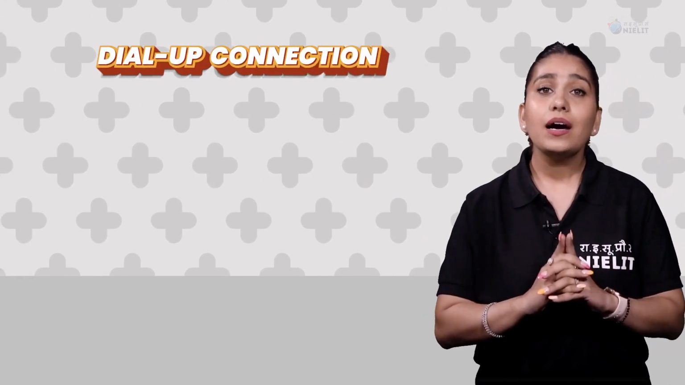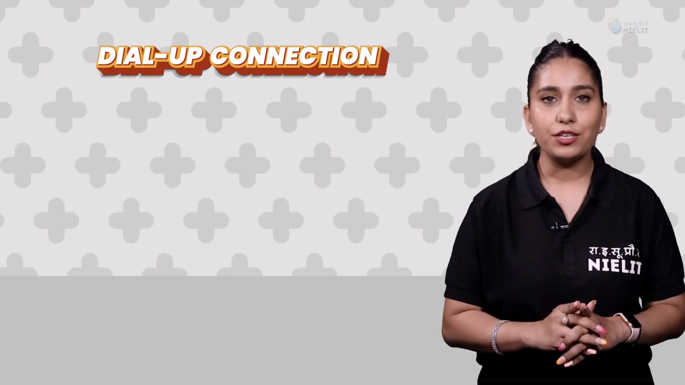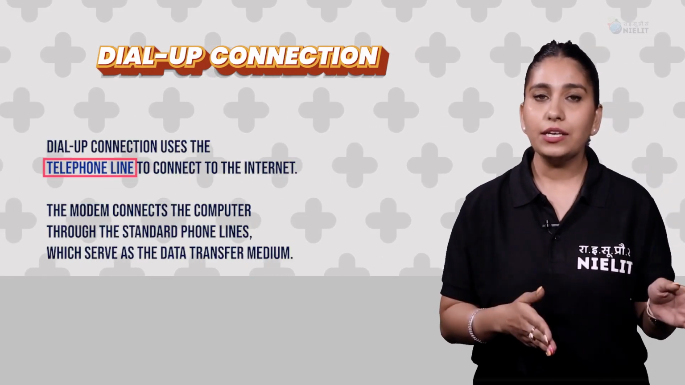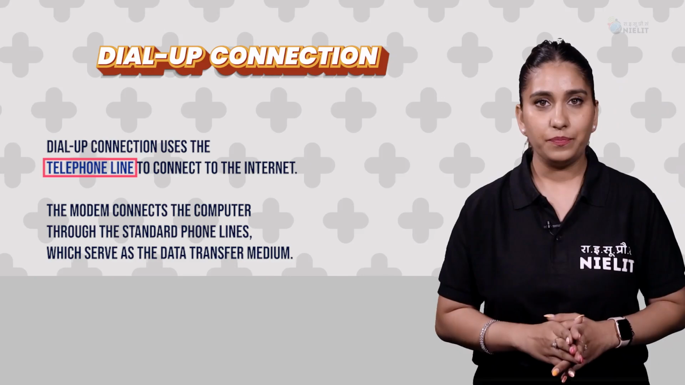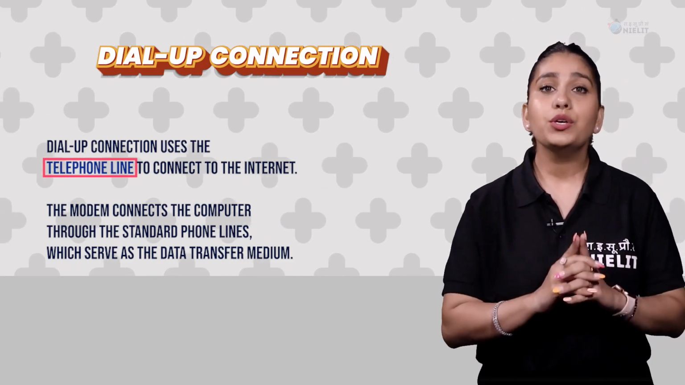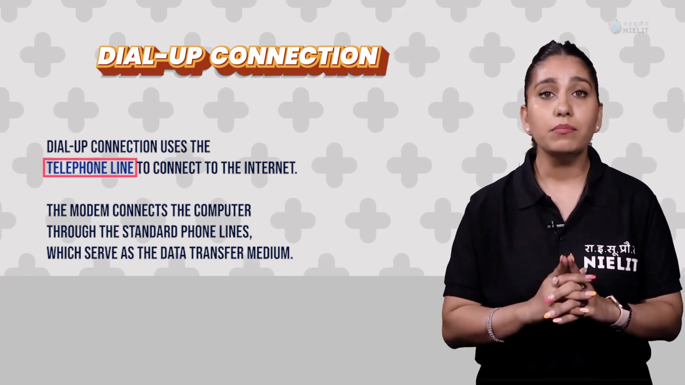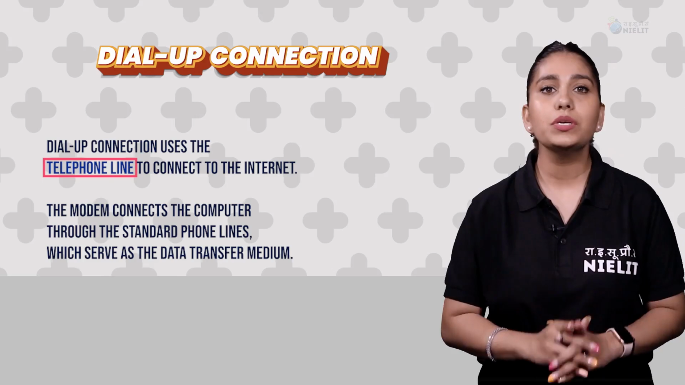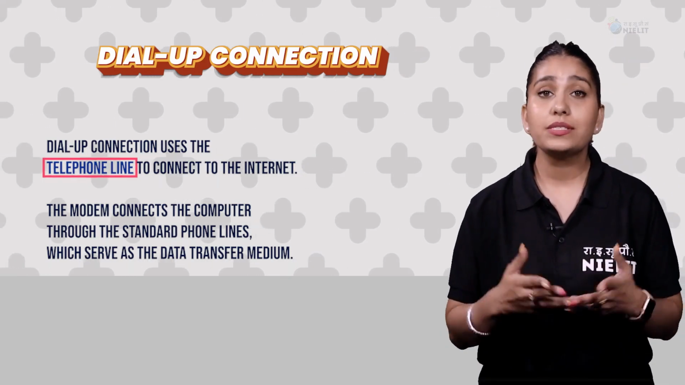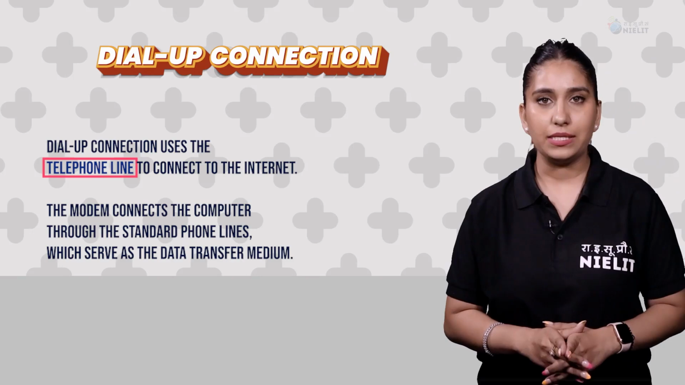So, an ISP can use multiple types of connections to connect you to the internet. These include dial-up connections. A dial-up connection is a method of connecting to the internet using an existing telephone line, and the modem connects the computer through the standard phone lines, which serve as the data transfer medium.